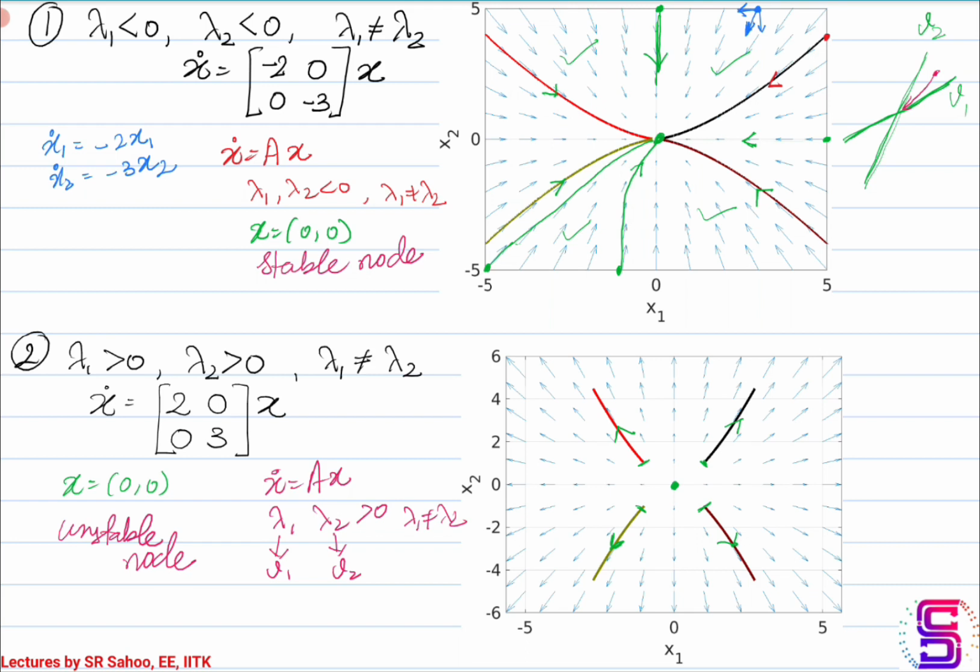So when you have distinct eigenvalues which are negative, then you have a stable node. When you have distinct eigenvalues which are positive, then you have an unstable node.